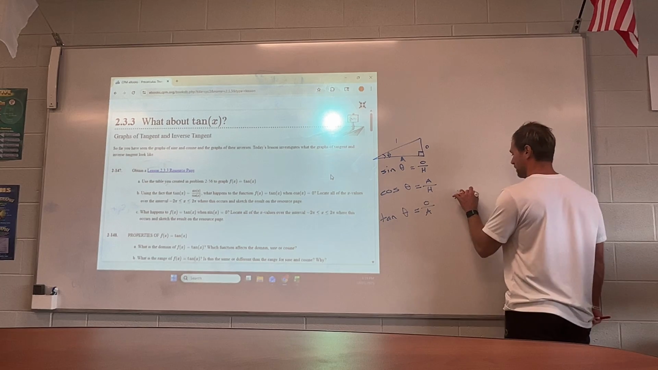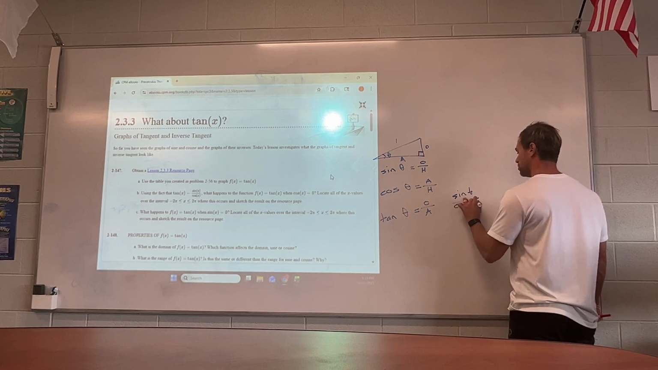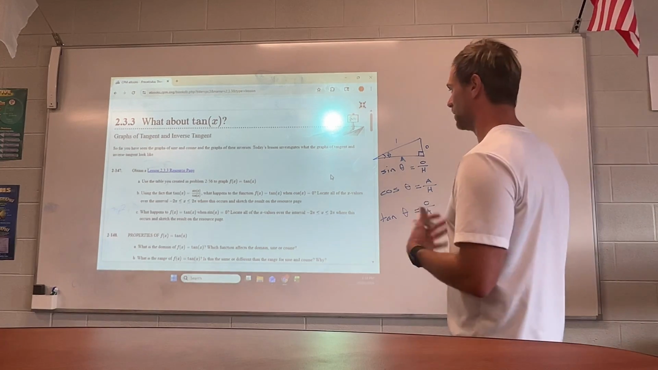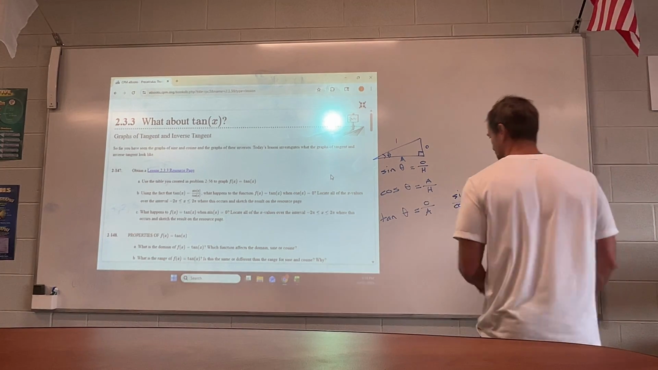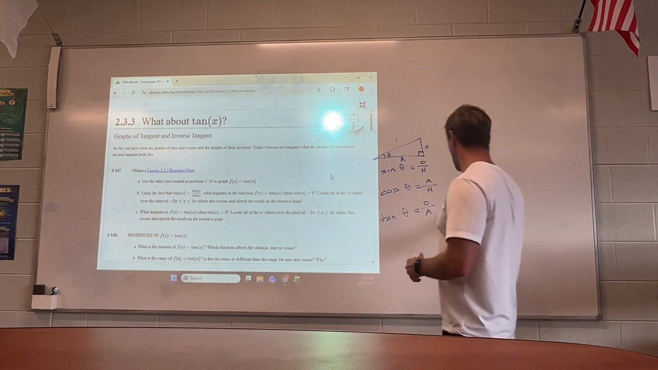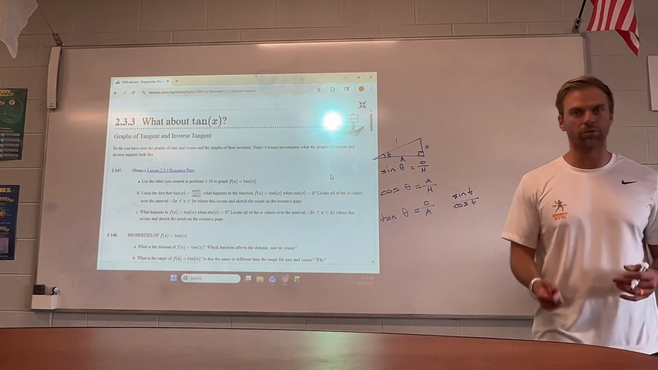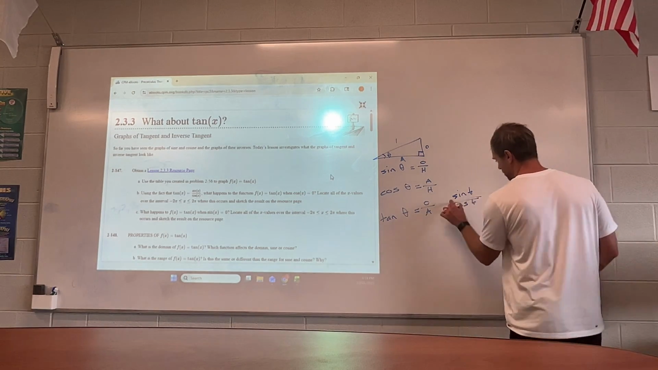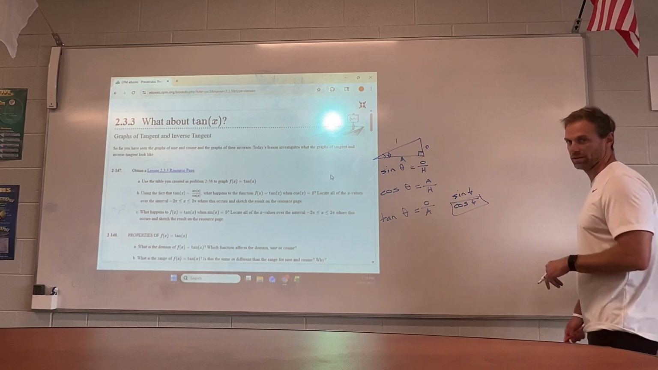So when we're graphing this tangent graph, the first thing we need to consider is what gives us problems. When does cosine equal 0? Well, why is that a problem? Because we can't divide by 0 in math. So when we have a denominator of 0, we're going to get a vertical asymptote.